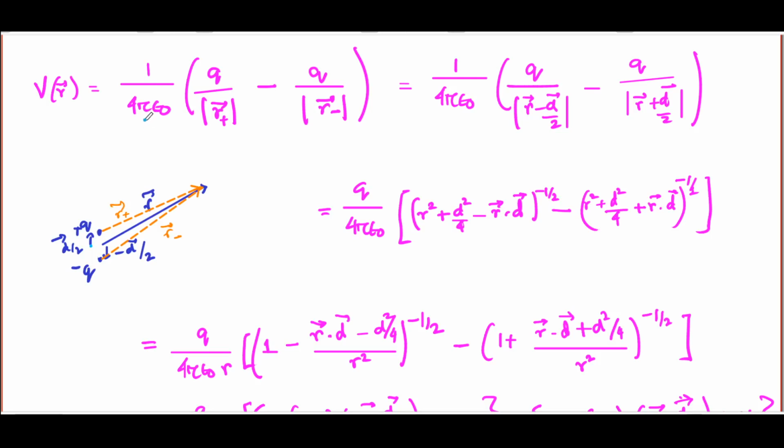You get 1 by 4 pi epsilon 0 times q divided by length of r plus, that is the distance of the positive q charge from that point, minus q by mod of r minus, which is the distance of the negative q charge from that point. Now, it's easy vector algebra to see that r plus, the vector, is r vector minus d by 2 and r minus is r vector plus d by 2.